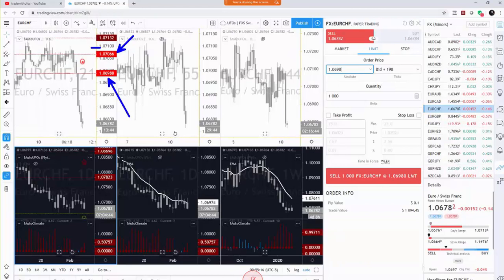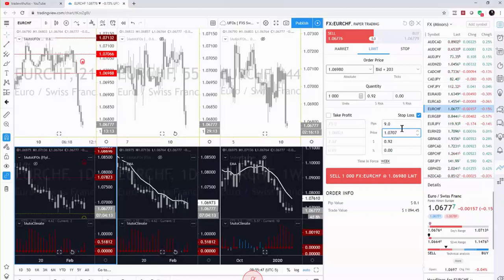Okay? So stop, we're going to use 107.066. Remember, I need to round to the four decimal place. That would be 7. And then I add 3 pips for breathing space because of the decentralized nature of Forex, where each broker may have different prices. So I'm going to make 07 to be 10. Okay. In other words, this trade is risking 12 pips.